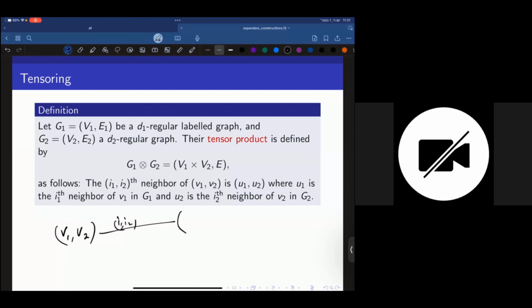I do know how to write it, but I think I should do it like this: the I1 neighbor of V1 in G1, that's the first coordinate of the vertex name. Then the second coordinate is the I2 neighbor of V2 in G2. It's confusing.